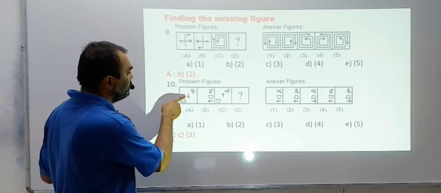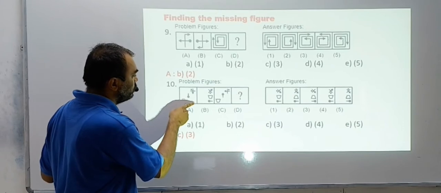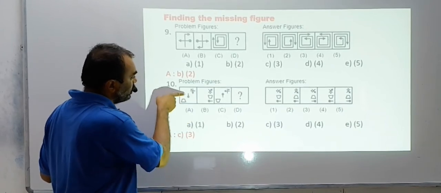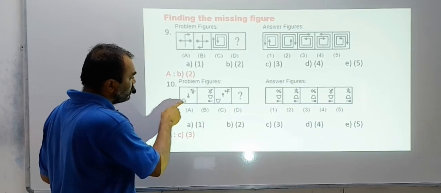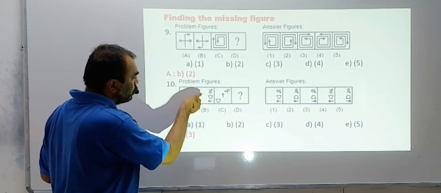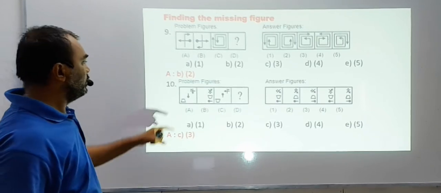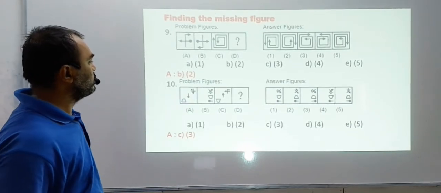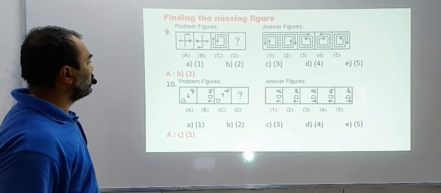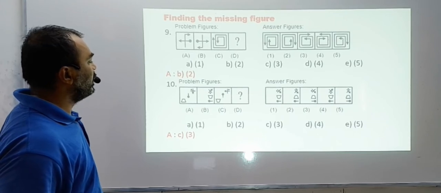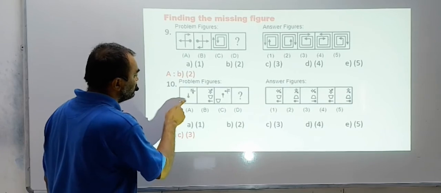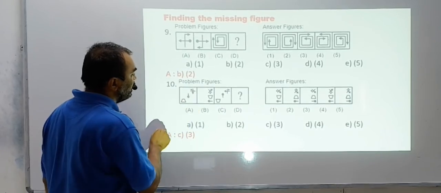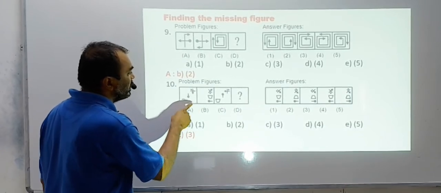So what is in the center has come down, rotating 90 degrees. What is at the corner has gone to the center, rotated 180 degrees. And this one, what you can see, has rotated by 135 degrees. So this is rotating by 135 degrees, this goes in the center rotating by 180 degrees, and this by 90 degrees.